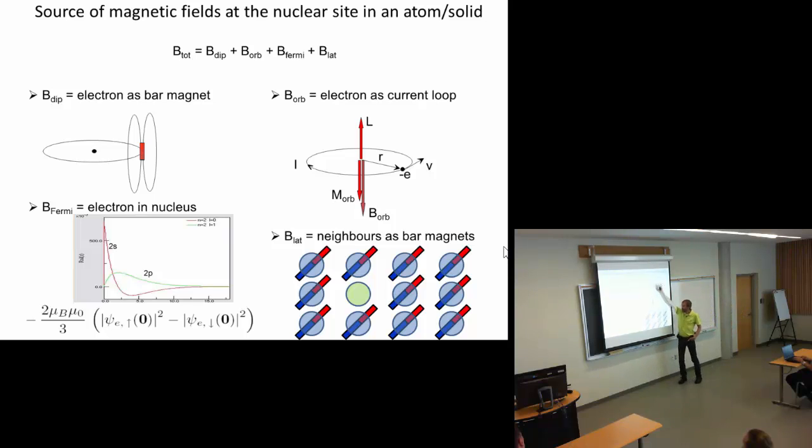WIEN2k can calculate all of these four properties. It cannot calculate the magnetic moment of the nucleus. That is a nuclear physics property. That is something we have to take from nuclear physics experiments. But the electron contribution, these four contributions to the magnetic hyperfine field, that can be calculated.